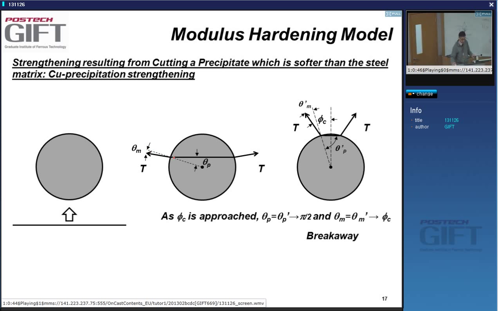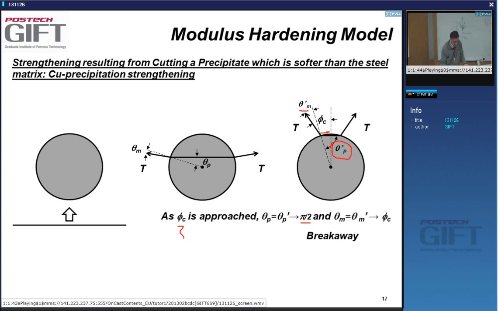Now, what's important here is that as this dislocation line moves through the particle, eventually, very close to breakaway, you see when this point moves to here, this angle here goes to 90 degrees. So as I approach breakaway, breakaway being when the dislocation comes out of the particle, this angle theta p prime is close to 90 degrees.